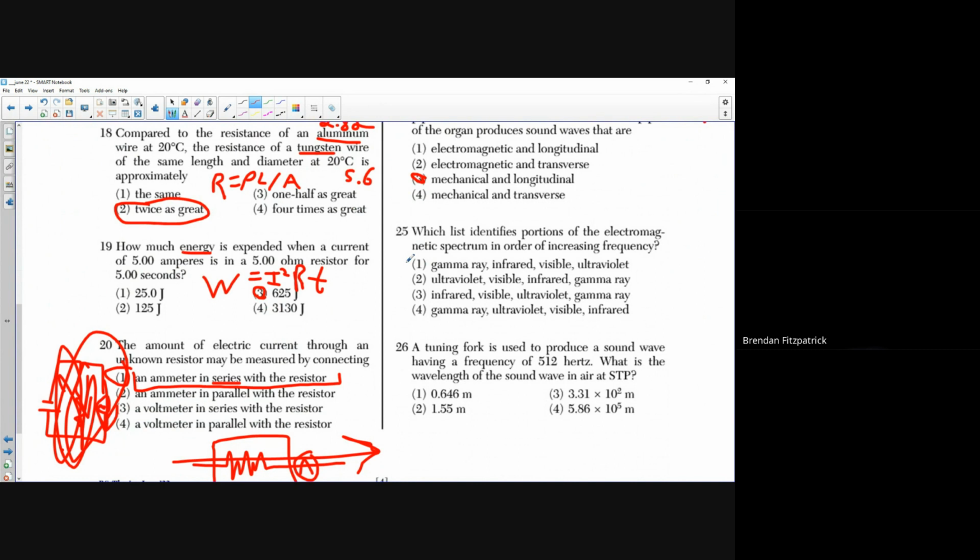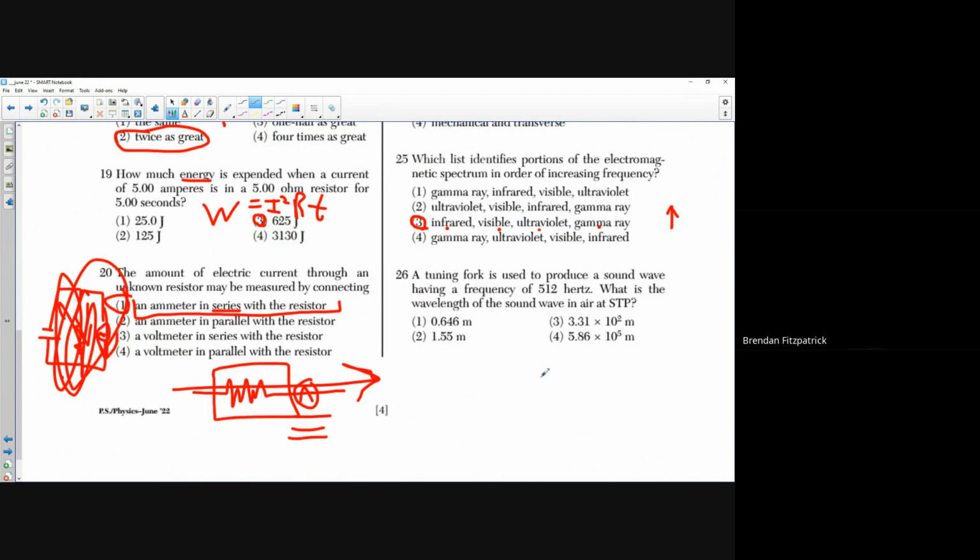Which list identifies portions of the electromagnetic spectrum in increasing frequency? Infrared, visible, ultraviolet, gamma. Goes from smallest to largest, increasing frequency. You have to use the spectrum if you don't have those ranges known. Got to keep checking. 25 is 3.